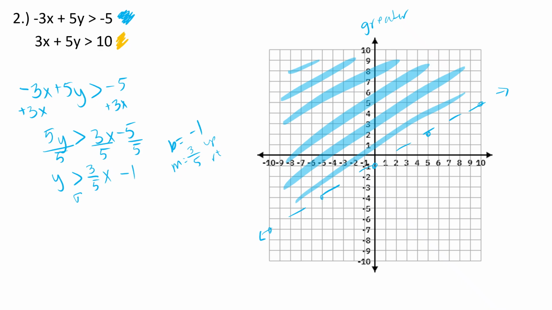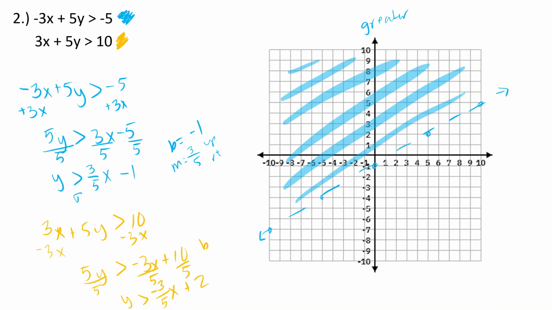Switch my tools over. There we go. And we'll do the same thing with this one. So we have 3x plus 5y is greater than 10. Subtracting 3x from both sides gives us 5y is greater than -3x plus 10. Now you could have 10 minus 3x, but then you might want to switch the direction around. Divide everything by 5, sorry, I'm looking at a 3. Divide by 5, we'll get -3/5 x plus 2.